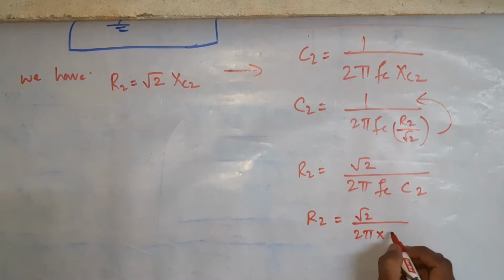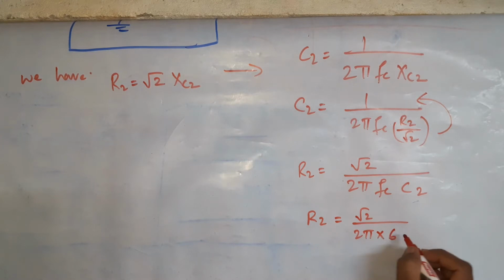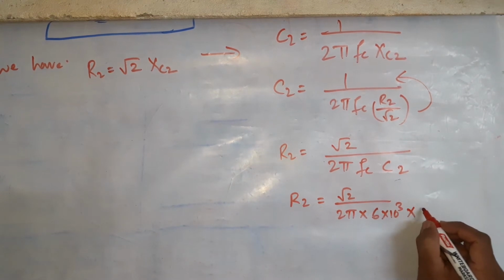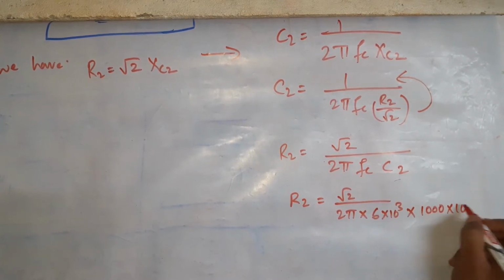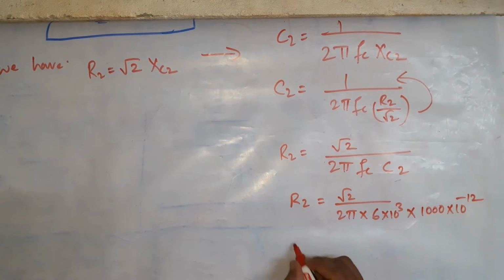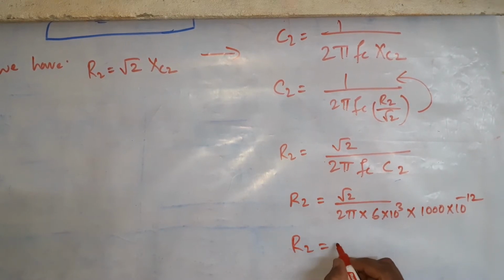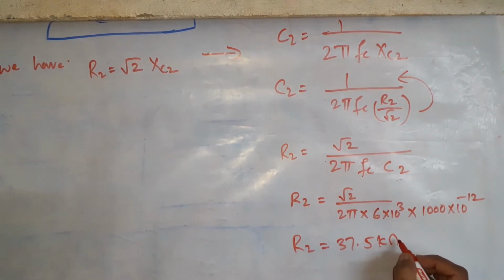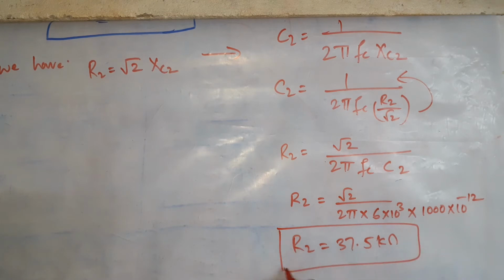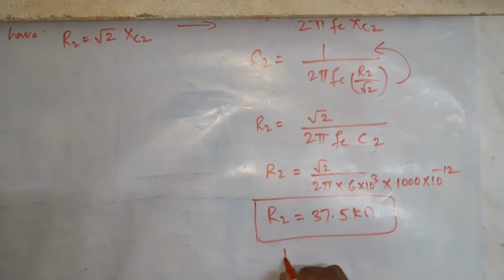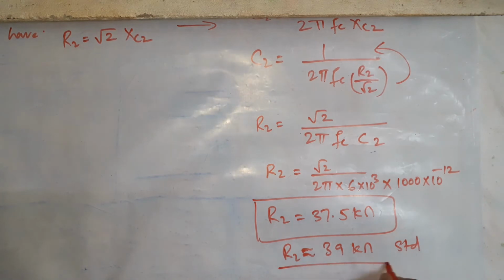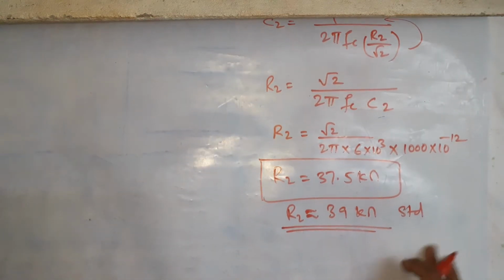So substitute this. What is our cutoff frequency? 6 kilohertz, right? And C2 we have taken as 1000 pico. Pico means 10 raised to minus 12. So this will give you R2 equal to 37.5 kilo ohms. This is the obtained value. The standard value we can choose is 39 kilo ohms.